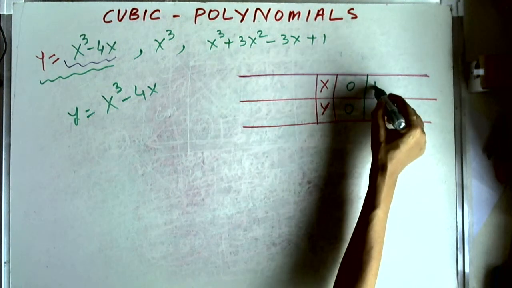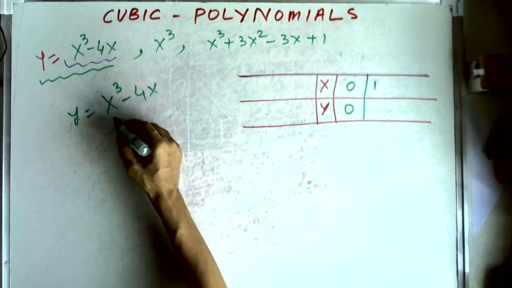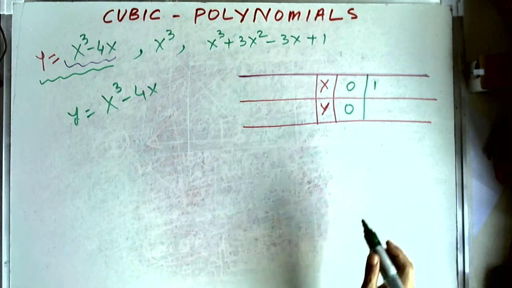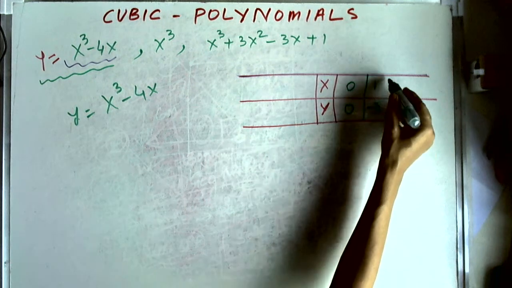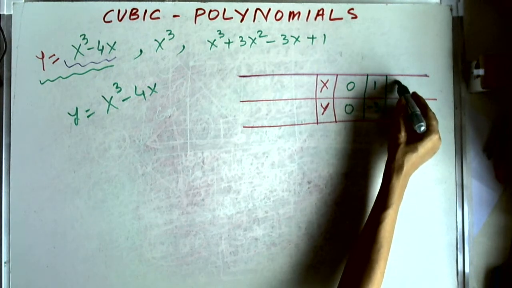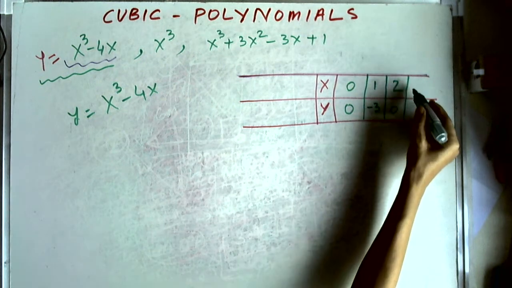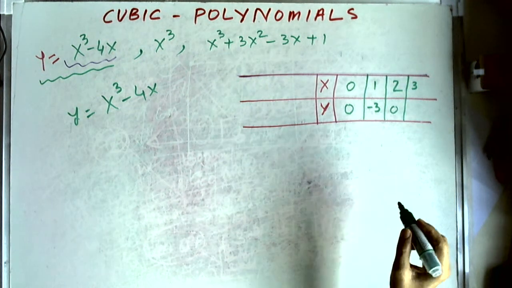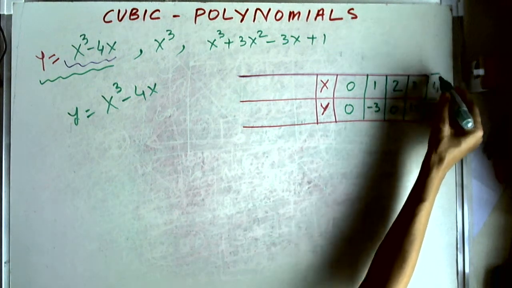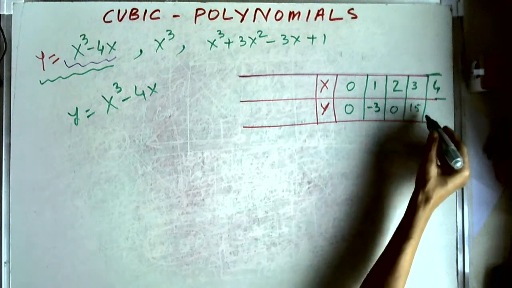When x is 1, then 1 cube minus 4, so it will become minus 3. When we take x equal to 2, then y will become 0. X equal to 3, y will become 15. And x equal to 4, y will become 48.